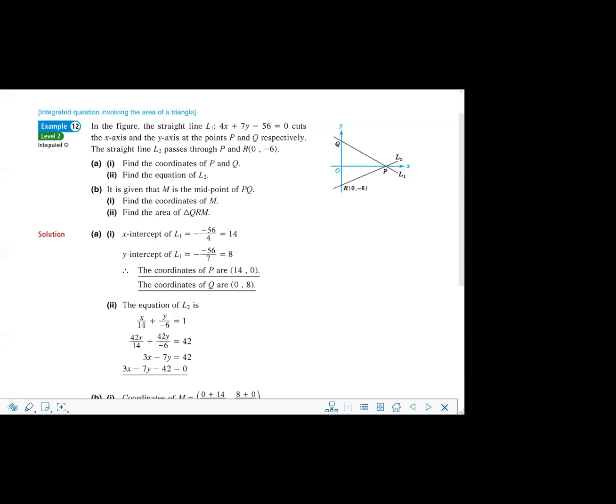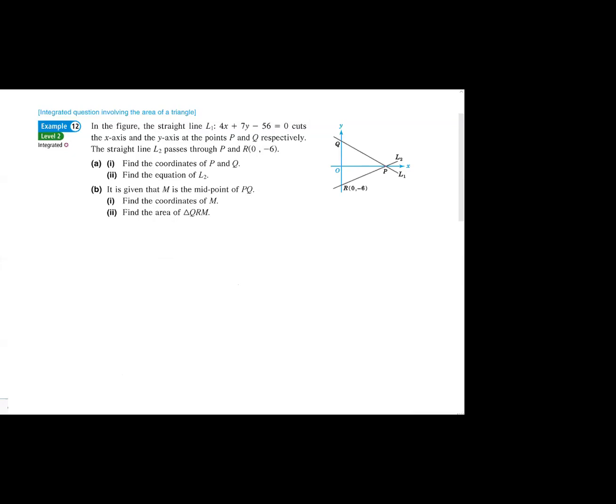Okay, but now I would like to talk about example 12 first. Okay, so let me cover the solution first. So number 12, in the figure, the straight line L1, the equation of L1 is given, right? Okay, to be 4x plus 7y minus 56 equals 0. And it cuts the x-axis and the y-axis at the points P and Q respectively.